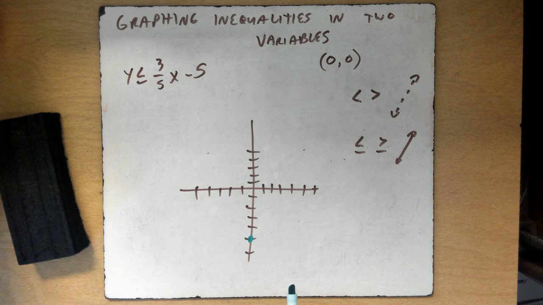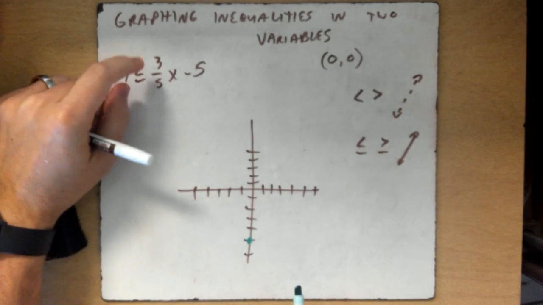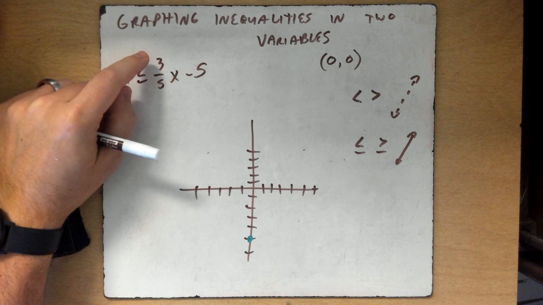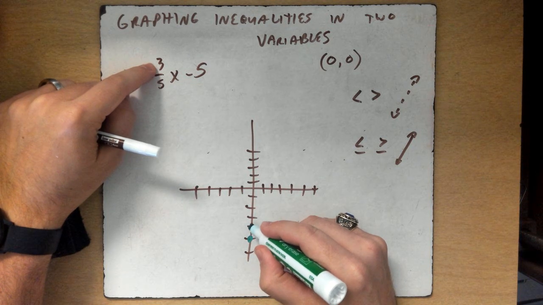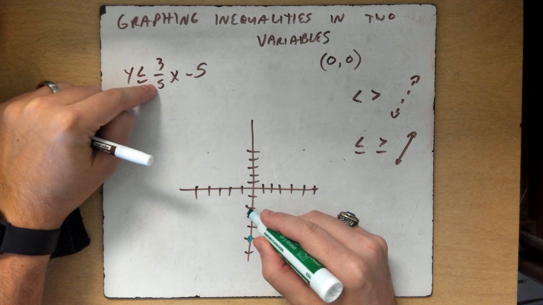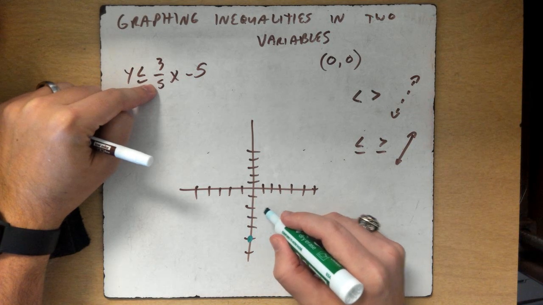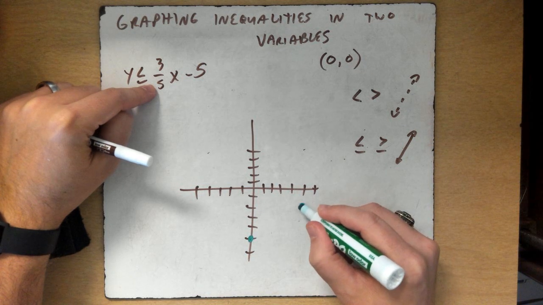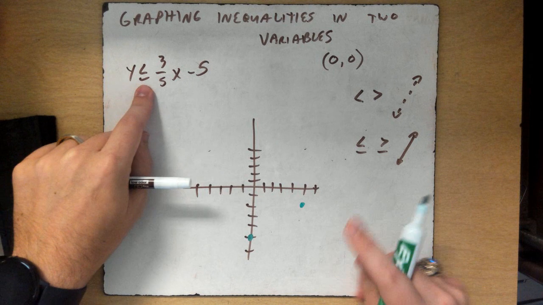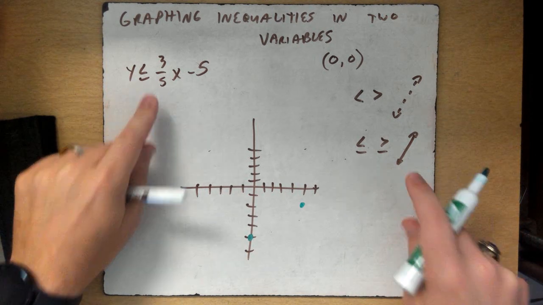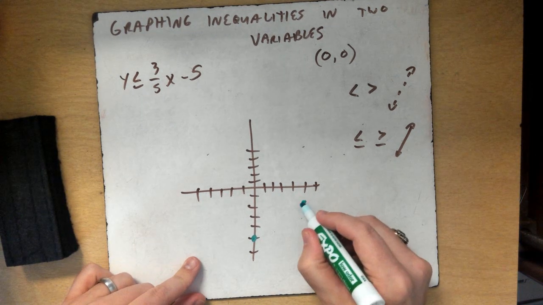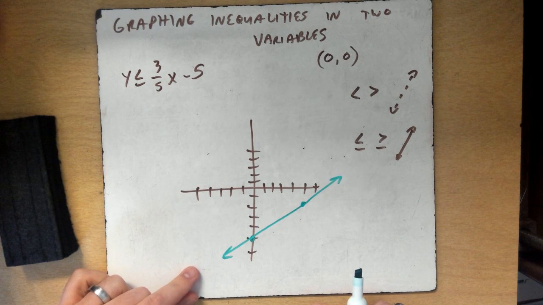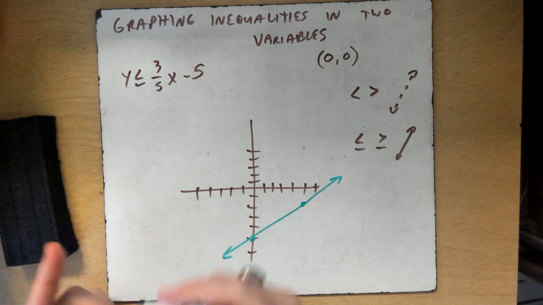Now my slope is 3/5. The top number tells me up or down, and the bottom number tells me to the right. So it's positive. From here, I'm going to go up 3: 1, 2, 3. And then to the right 5: 1, 2, 3, 4, 5. That's my point. Look at the symbol. Line underneath, solid line. So when I draw my line here, solid line. And now I'll plug 0, 0 into my x and y.